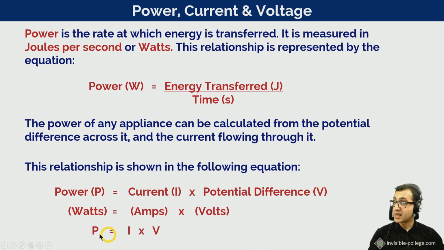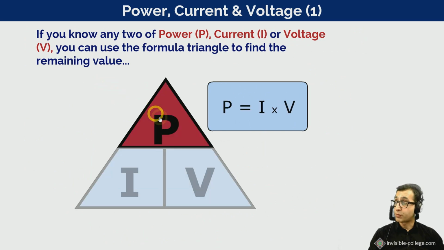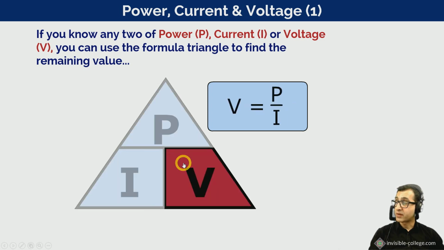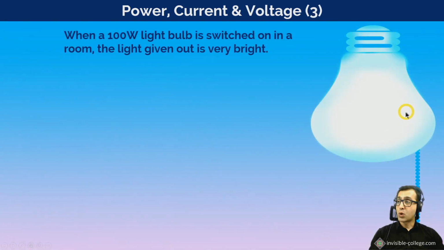So the equation is P equals I times V, and of course we can rearrange this equation either algebraically or, if you prefer, with one of these formula triangles. To get I, we divide both sides by V. To get V, we divide both sides by I. So we can calculate any one of these quantities when we know the other two by rearranging the equation. So let's take a look at one example here.